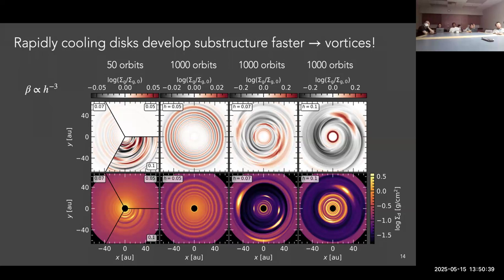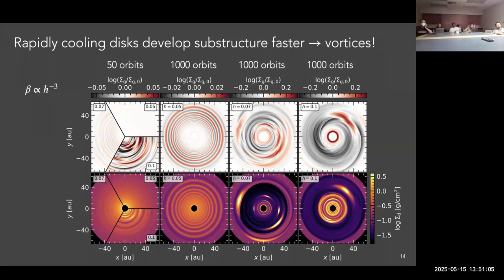So the rings just keep getting brighter, the gaps keep getting darker. Over time, this contrast in density between the rings and the gaps becomes so steep that the gap edges actually go Rossby unstable. And so these vortices are the product of the Rossby instability on every single gap edge. And this axis here, in a way, the difference between the 5% case and the 7% case is time.